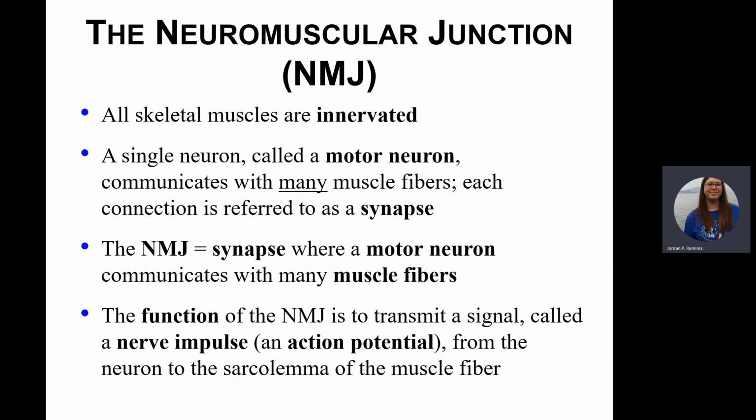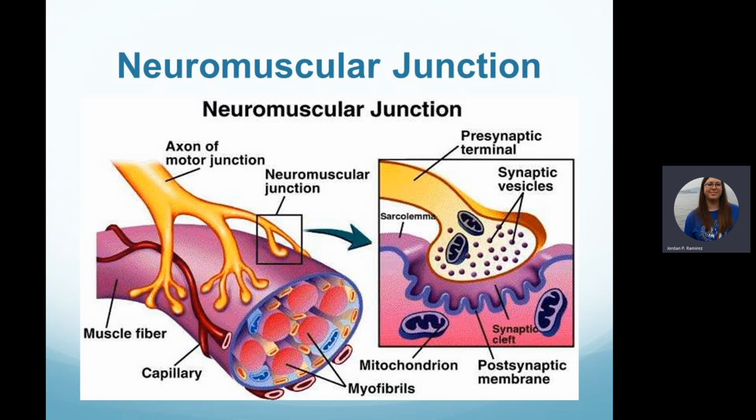The function of the neuromuscular junction is to transmit a signal called a nerve impulse or an action potential, we've heard that before, from the neuron to the sarcolemma of the muscle fiber. So basically it communicates between the nervous system and muscles. Okay, so this is what your neuromuscular junction would look like. Again, it's essentially the connection and communication between a neuron and a muscle.